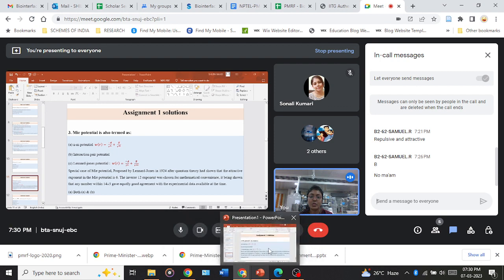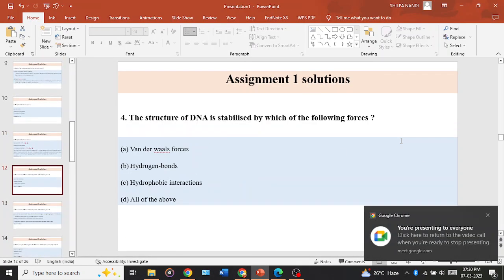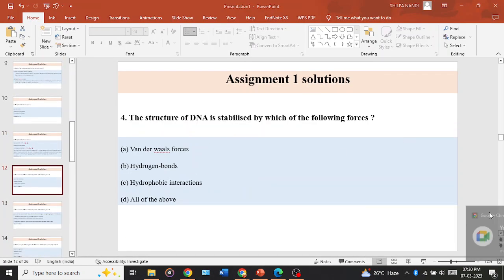Okay. So let's move on to the next question. The next question is, the structure of DNA is stabilized by which of the following forces? The options include hydrogen bond and covalent linkage. But there is an option that is only hydrogen bond. Okay, fine.